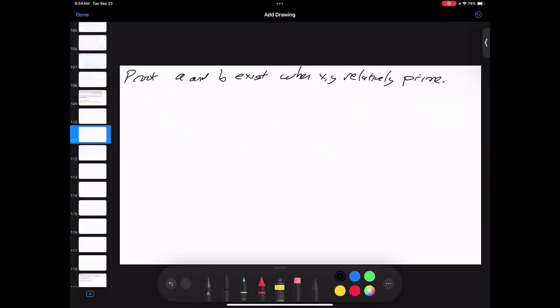So what does it mean for two numbers to be relatively prime? If I give you two numbers that are relatively prime, what does it mean? Yes. Excellent. I'm glad that you said one. Right. One is annoying. We've got to keep it everywhere.